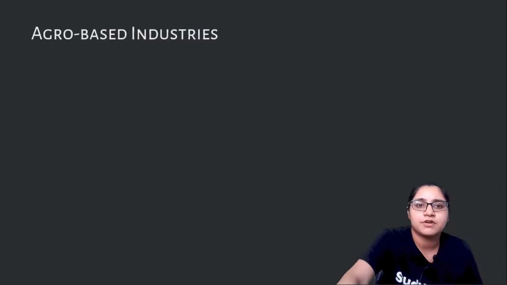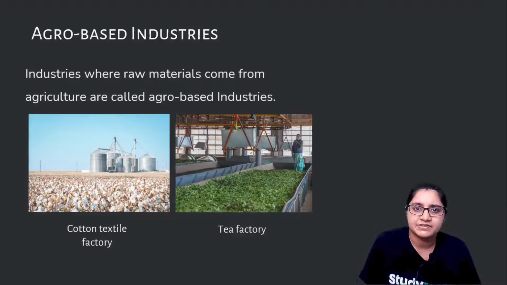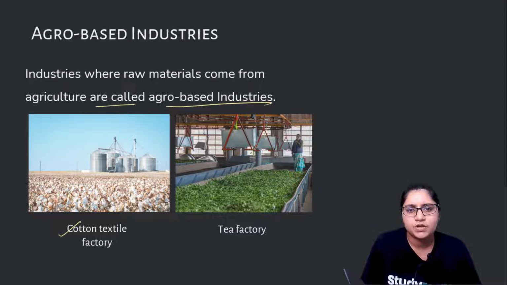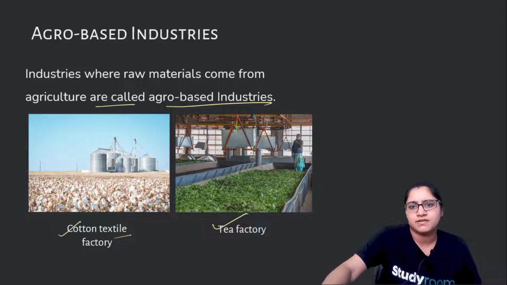Then comes our types of industries. So now we are talking about agro-based industries. Industries where raw materials come from agriculture are called agro-based industries. For example, cotton textile and tea factory. So these are agriculture-based, organic-based, you can say.